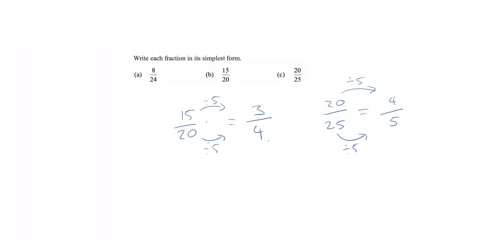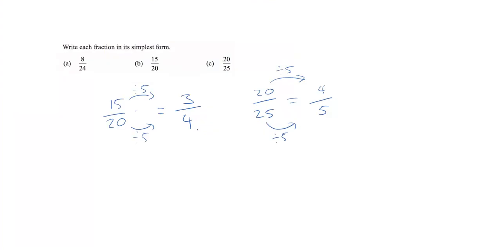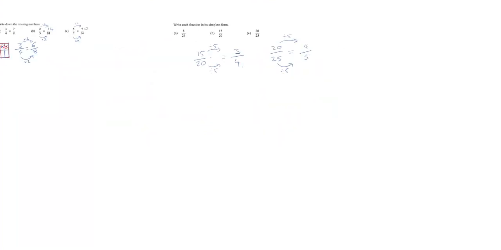So that's how we are going to simplify fractions. We're going to look for some number that they can both divide by and simplify from there. So let's try one harder example. What about if we had something like 63 over 77?